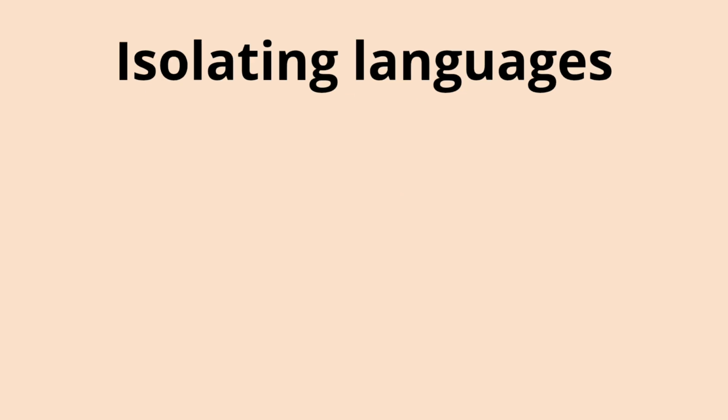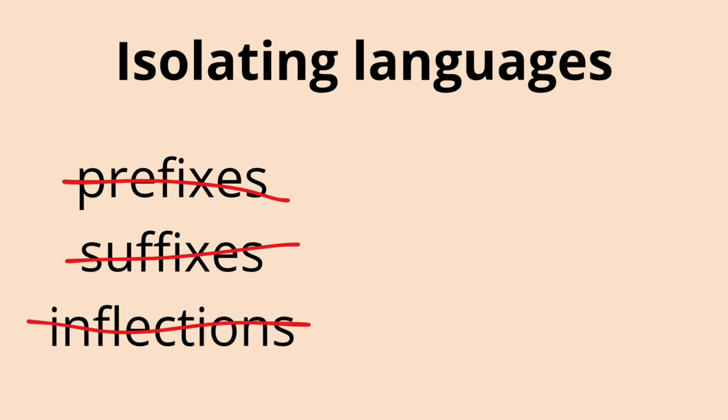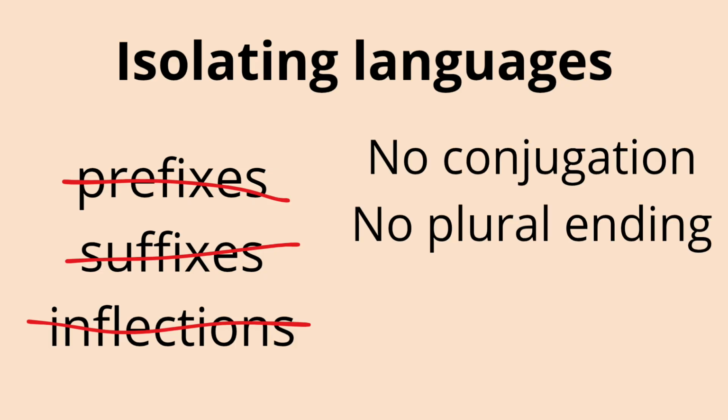An isolating language, on the other hand, is an extreme form of an analytic language. The term comes from the idea that every word is grammatically isolated. Absolutely no prefixes, no suffixes, and no inflections. Each word stands alone. Words never change form, no matter what is their grammatical role. So unlike English, there is no verb conjugation and no plural endings. Examples of isolating languages include Chinese, Thai, or Vietnamese.